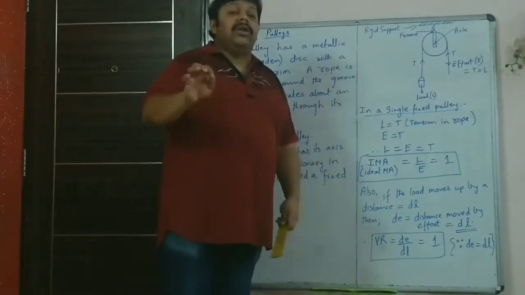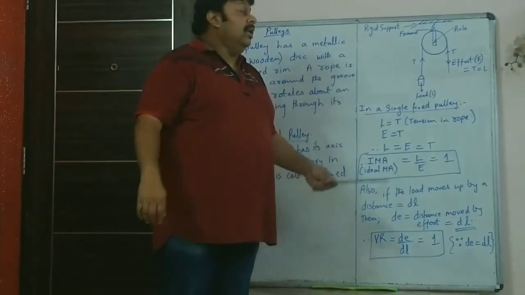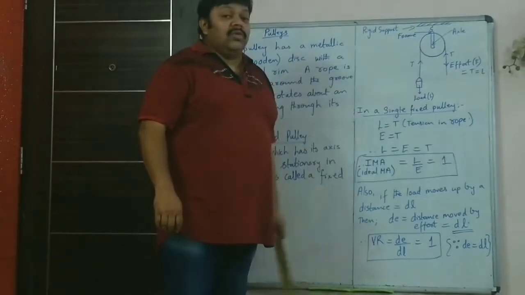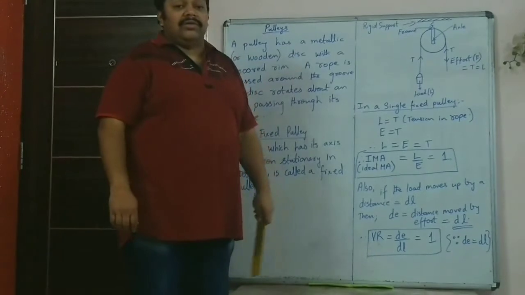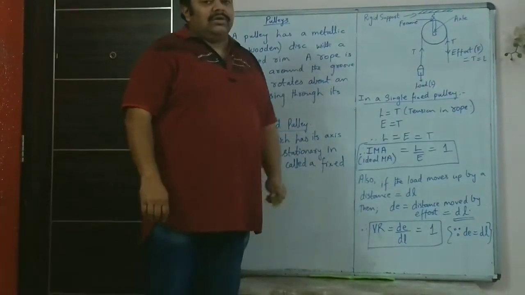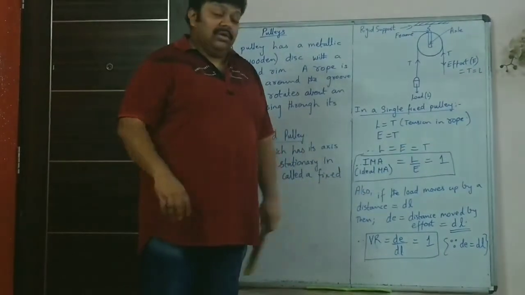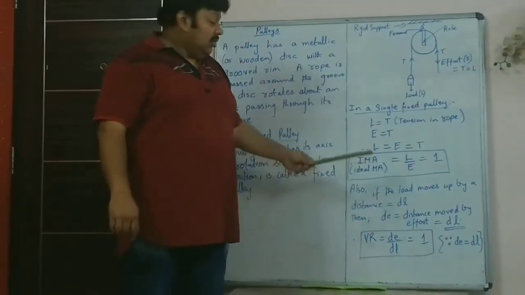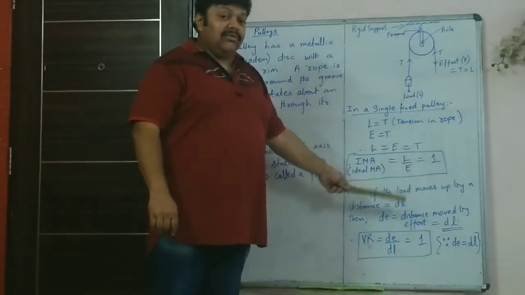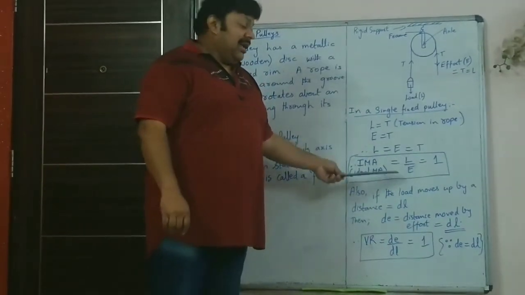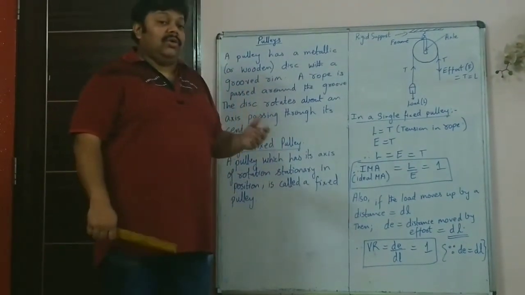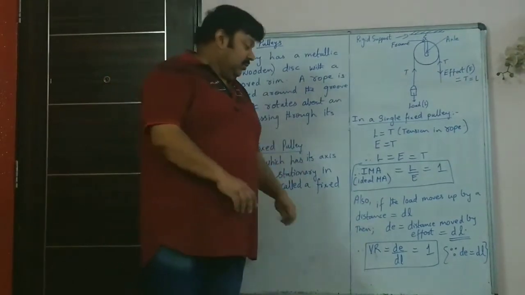VR of a machine will never change. I have told you if the friction is more, if the disc has got rusted, MA will decrease. The ideal MA will not change, but the actual MA will never be 1. It will always be less than 1. Only in the ideal case are MA and VR the same. Practically, an actual MA will always be less than 1.